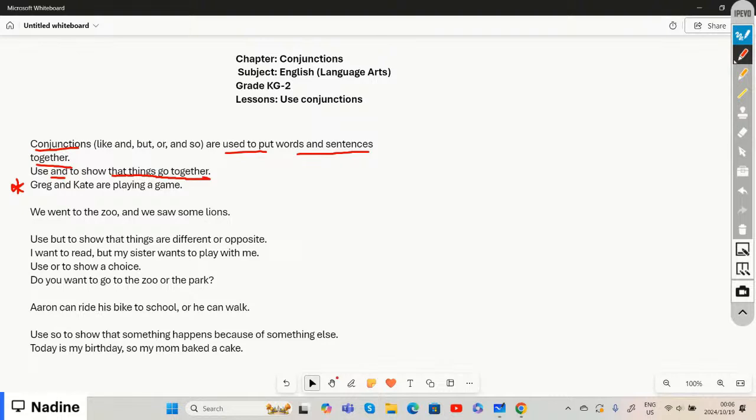All right. And once again, we said conjunctions are words like and, but, or, and so. Those are conjunctions, and we call them coordinating conjunctions.